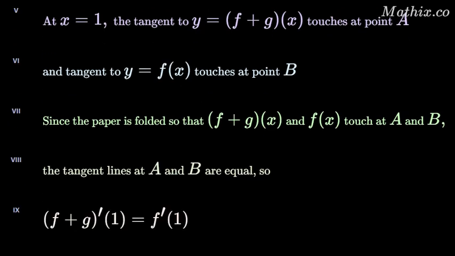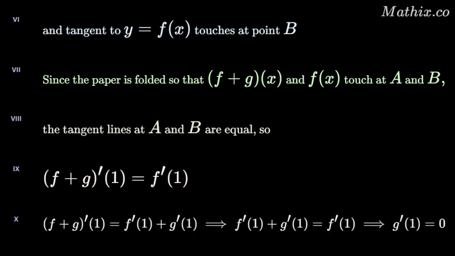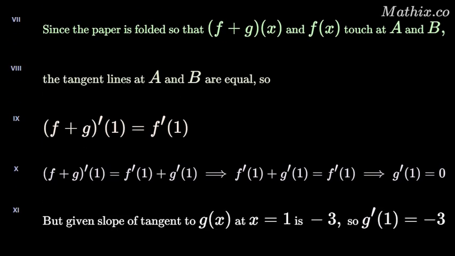Recall the derivative rules for sums and products of functions. If h of x equals f of x plus g of x, then h prime of x equals f prime of x plus g prime of x. If m of x equals x times f of x, then m prime of x equals f of x plus x times f prime of x by the product rule.